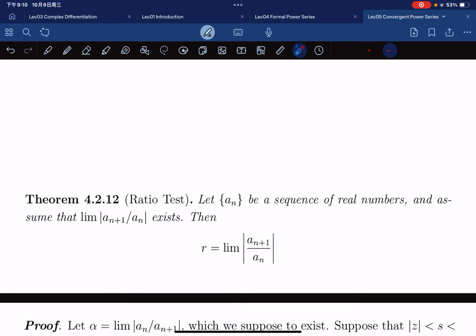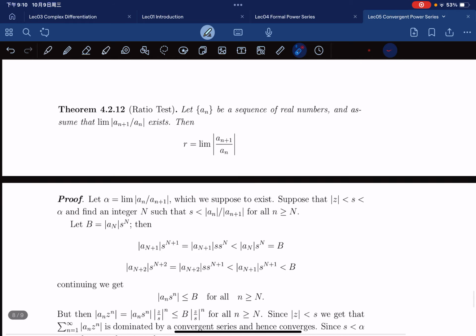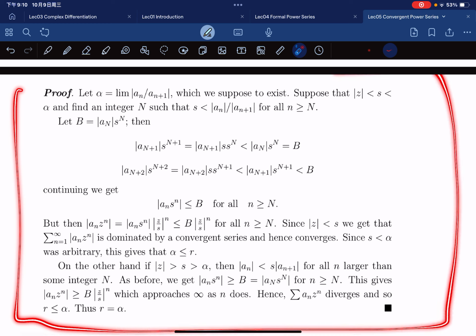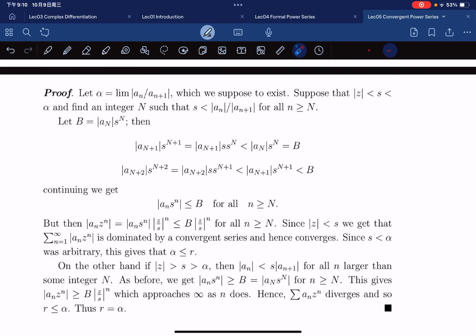And here is the ratio test. This ratio test allows us to compute the radius of convergence more easily. So given a sequence of real numbers, assume that this limit exists, right? If this limit exists, then this limit is precisely the radius of convergence. Okay, I'll leave you to read the proof here. It is quite technical. It's all by comparison, right?